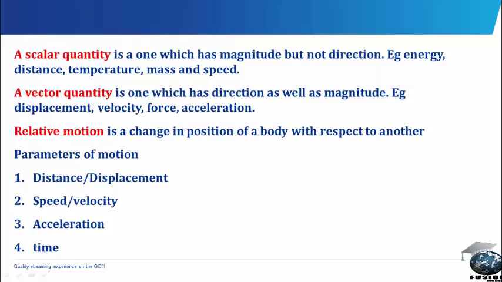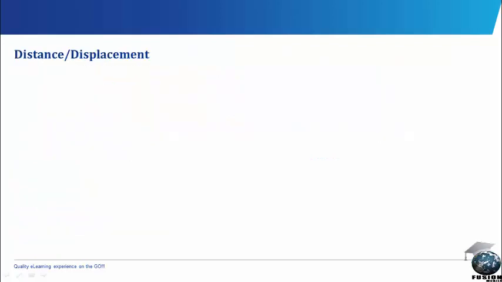Parameters of motion. The first one, we talk about distance and displacement. Then we'll move on to speed and velocity. Then we talk about acceleration. Let's handle them one by one. Distance and displacement.